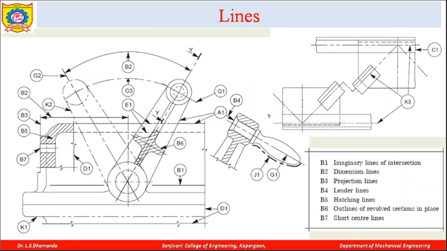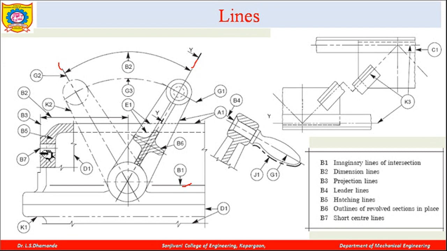Now we will see all these different lines, B1 to B7. B1 is the imaginary line of intersection, which is shown as a continuous thin line. Then B2 is a dimension line, and in this case B2 is this one. You have to specify the angle between this point and this point, or the angular length. So this is nothing but a dimension line.